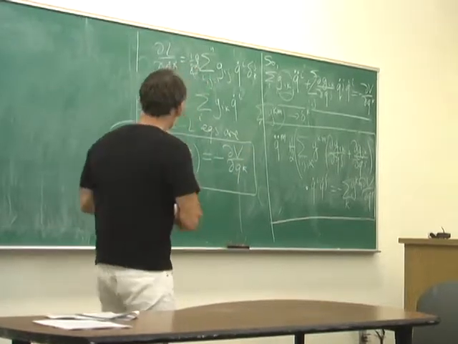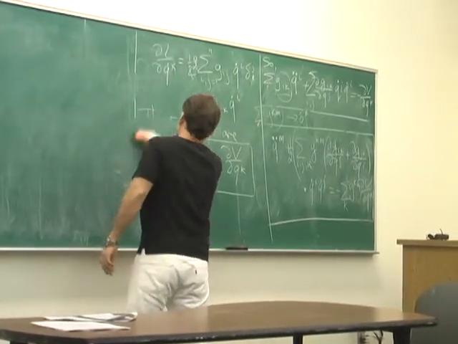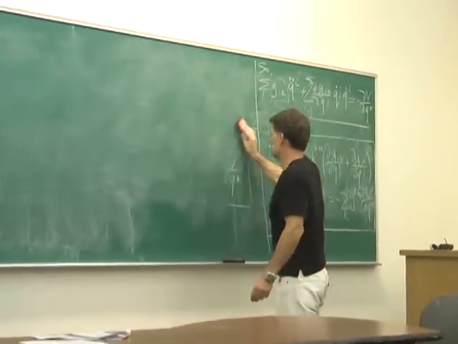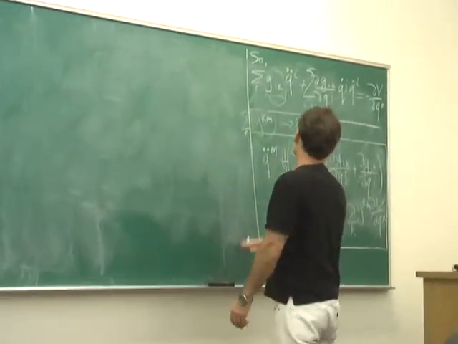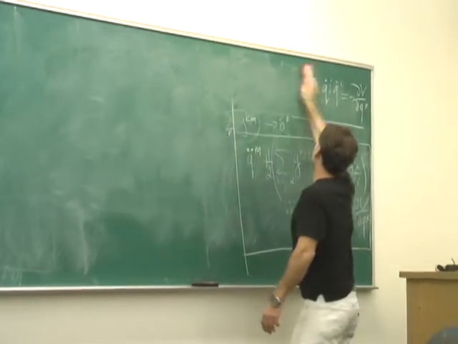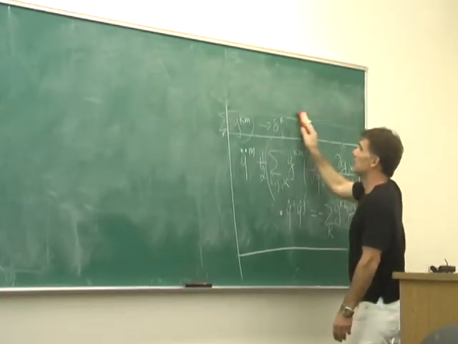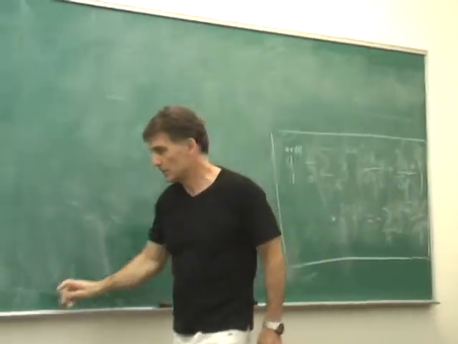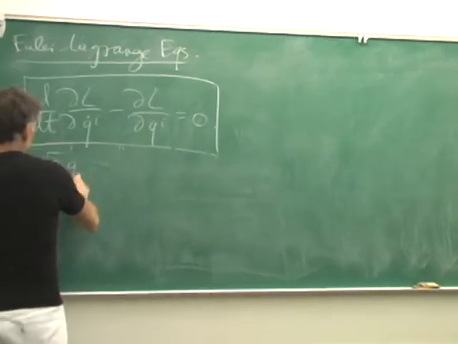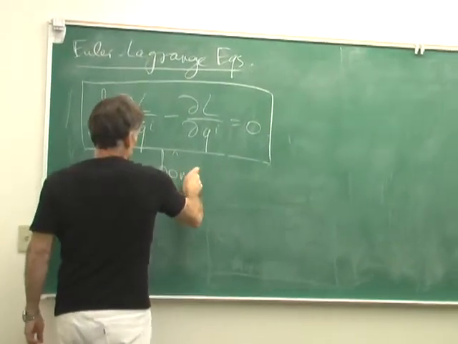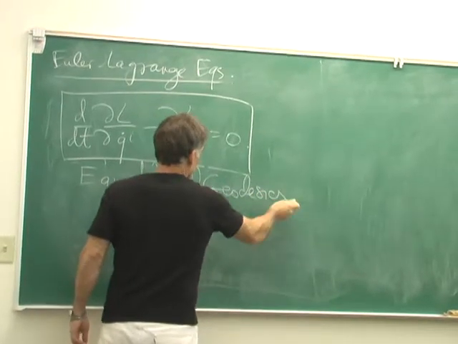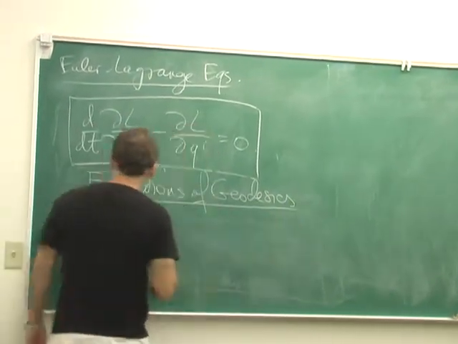Geodesic. This is the curve for which the action is minimized. This is the shortest curve. Well, usually we write, let me write those equations of geodesic.